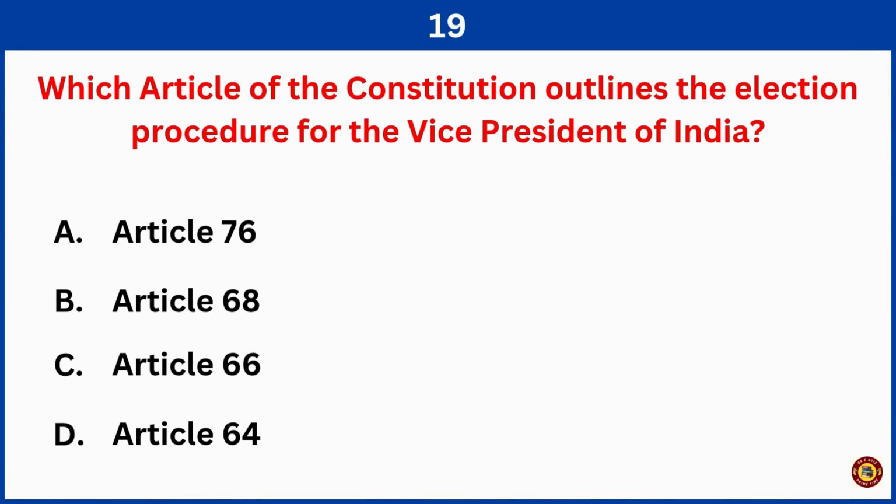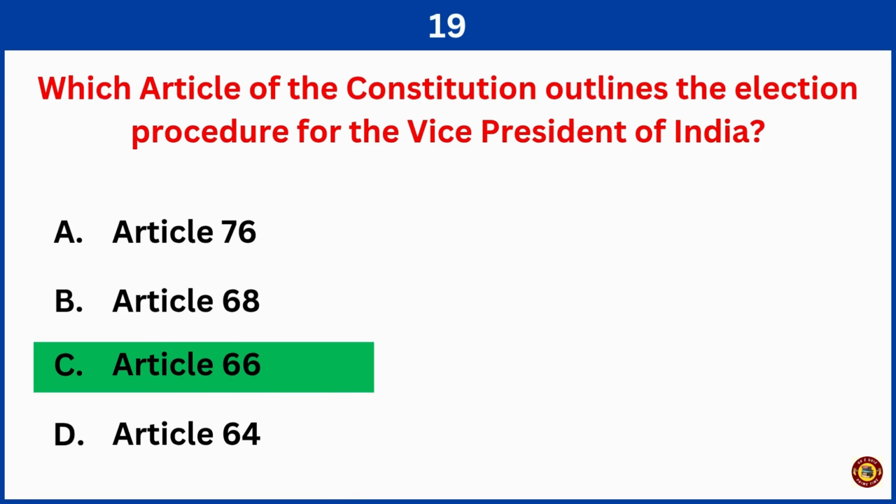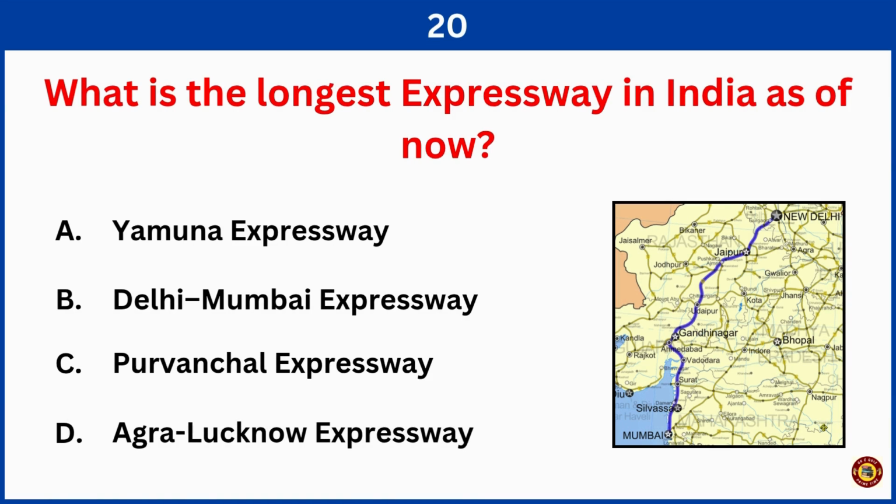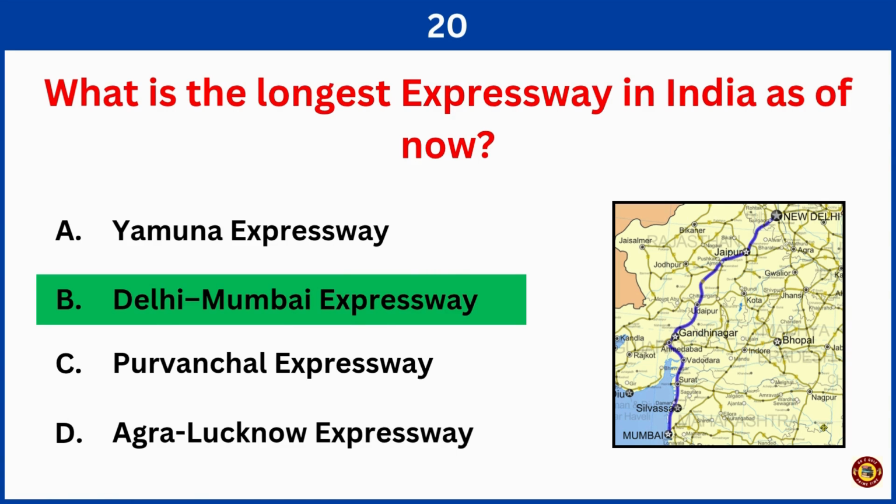Which article of the Constitution outlines the election procedure for the Vice President of India? Right answer is option C, Article 66. What is the longest expressway in India as of now? Right answer is option B, Delhi Mumbai Expressway.